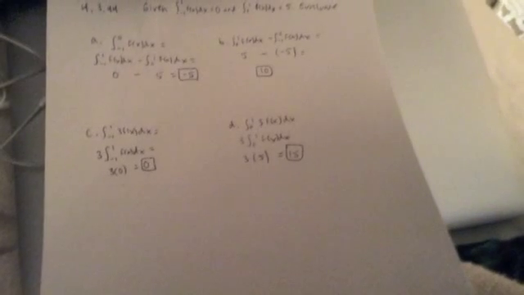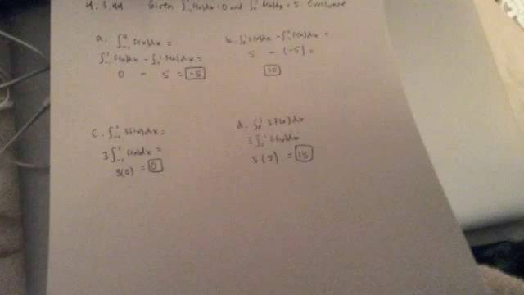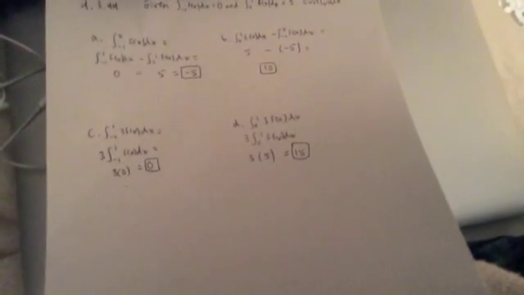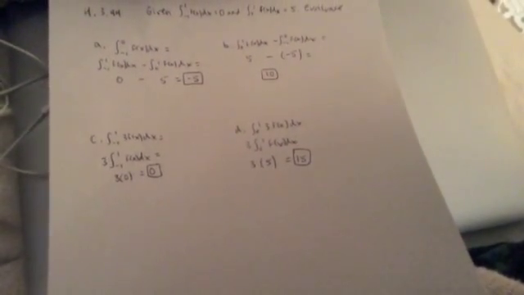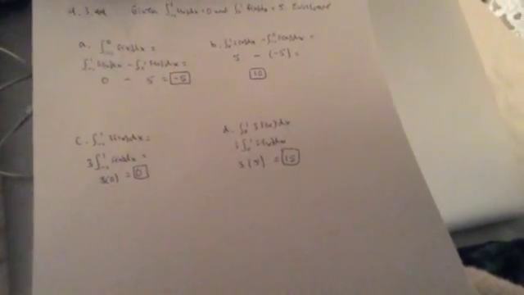And then on D, you have the integral from 0 to 1 of 3 f(x) dx. And you do the same thing, you take out the 3, the constant, and then you are left with the integral from 0 to 1 of f(x) dx, which you know is 5. So then you have 3 times 5 equals 15.